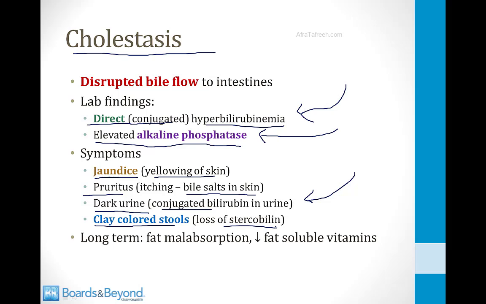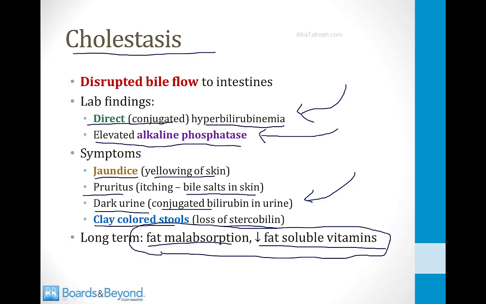Long term, if you have obstruction to bile flow, you can see fat malabsorption and loss of fat-soluble vitamins, and this should make sense to you based on what we've been discussing, because those bile salts are essential for emulsification of fats and their absorption.